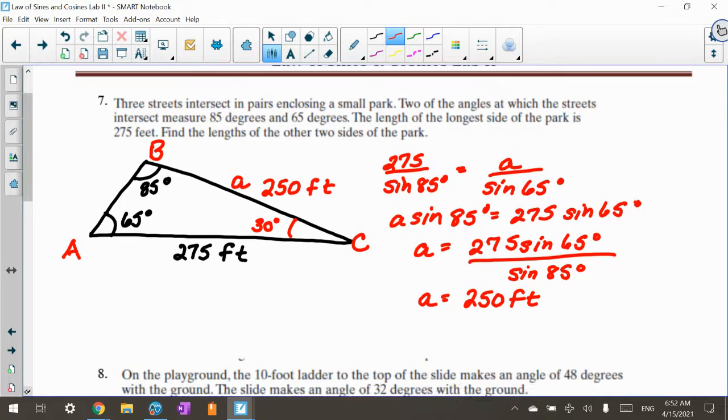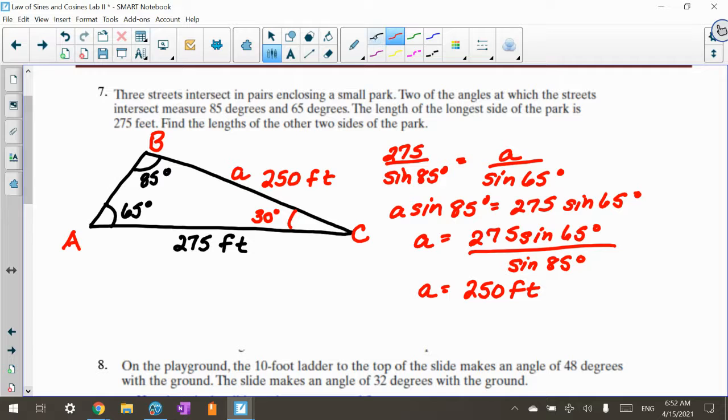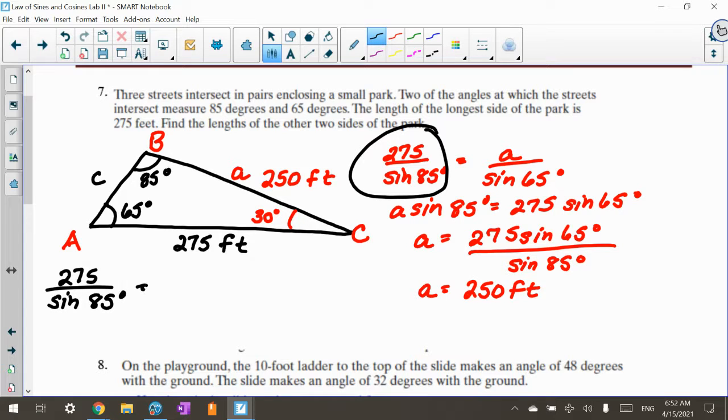Now I want to find the other side. So what I usually do is I use what they gave us. So I'm going to use that again, and I'm going to find little c. So I'm going to do 275 is to the sine of 85. I'm going to use that again because they gave that to us, so that's accurate information, as little c is to the sine of 30. Now we do know the sine of 30 is a half. And that may or may not help you, but you can cross multiply and do everything we did.